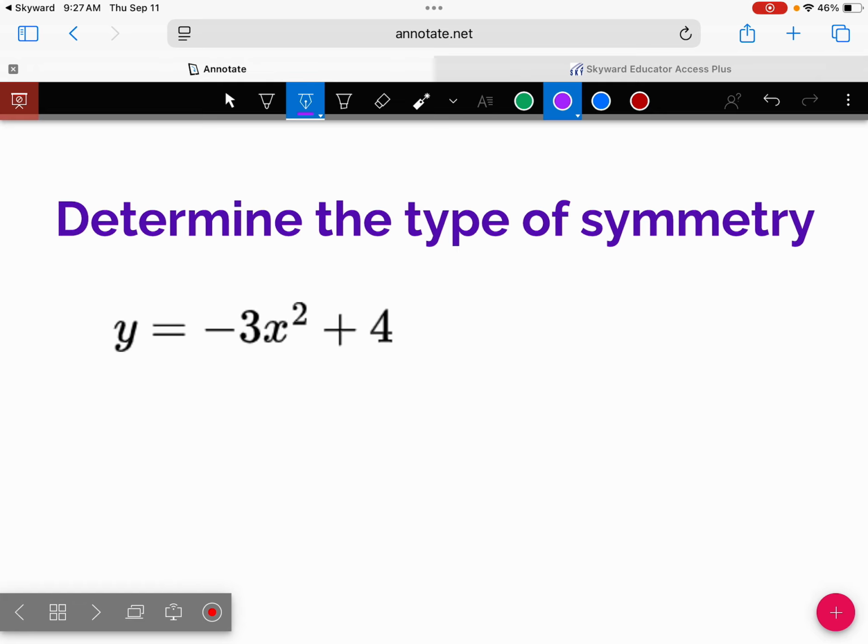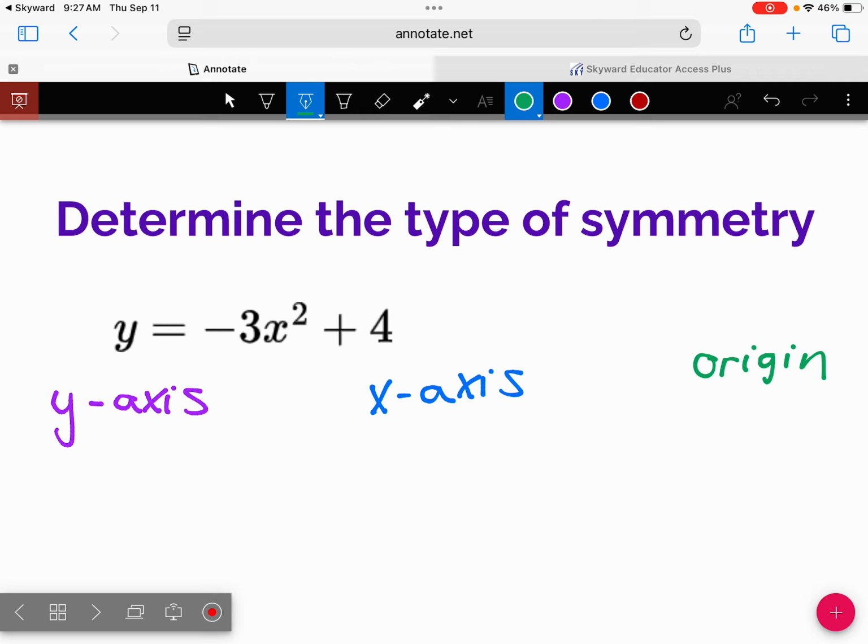But we're going to test our y-axis symmetry, we're going to test our x-axis symmetry, and we're going to test our origin symmetry. I go slightly over the half page, so I'm just going to do them on 2 separate pages.